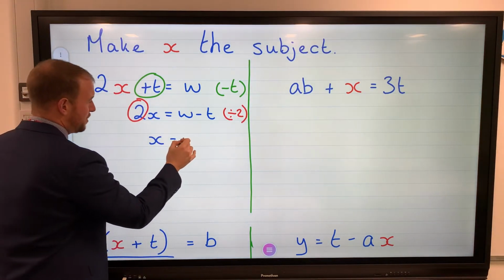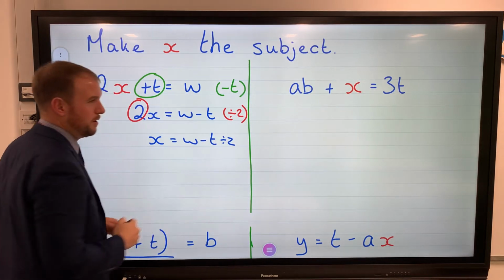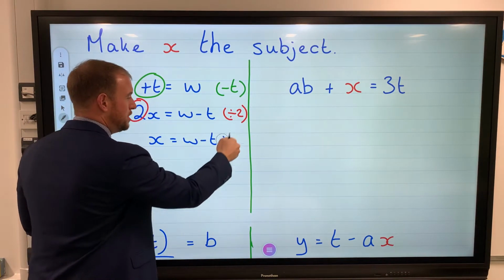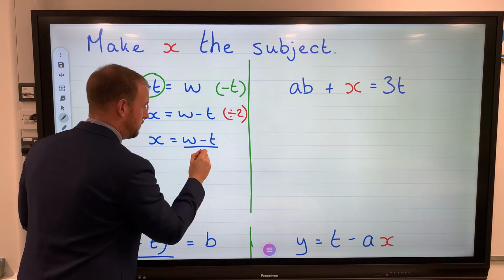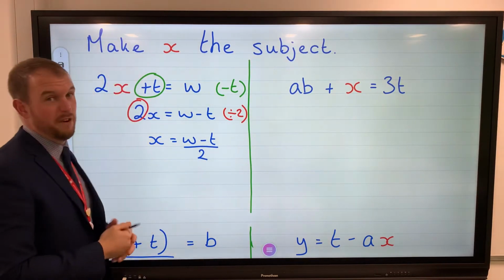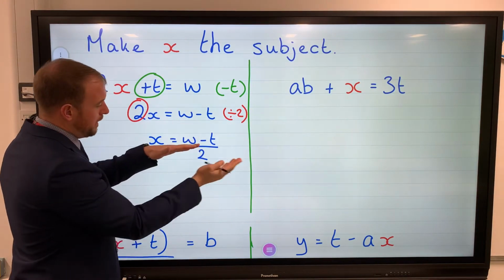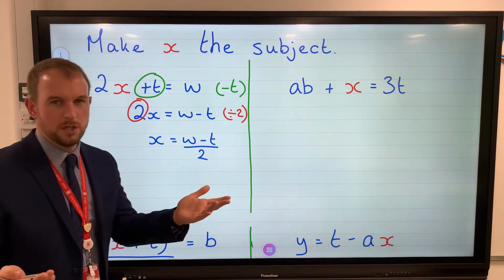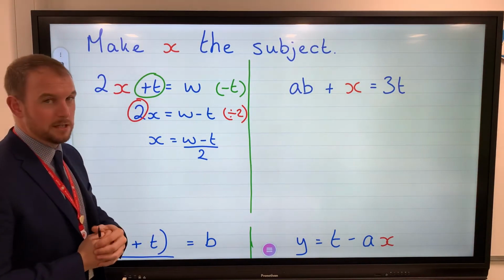So I'm not going to write w take away t divided by 2, because that means I'm just dividing the t by 2. However, I am dividing all of it by 2. So I use a fraction. So w take away t, and then divide all of it. Use a fraction. We don't know what w and t are. Of course we don't. But we don't need to. We've now made x the subject.